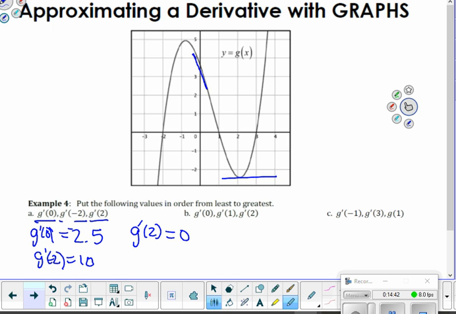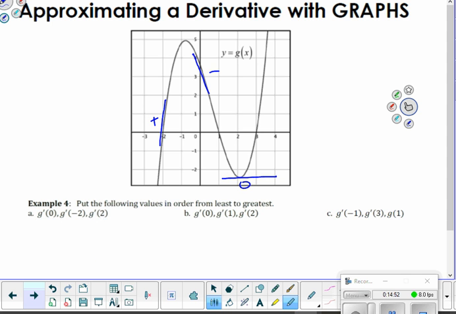So g prime of 0 had that negative slope. G prime of negative 2 had a positive slope. Positive, negative, and 0. Well, that's pretty easy then to organize in order. I would have my negative slope first, which was occurring at g prime of 0. That slope is less than g prime of 2, which had the 0 slope, which was less than the positive slope, which occurred at g prime of negative 2.